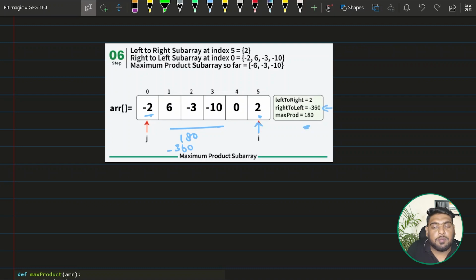I comes here. The previous value was 0. We are not going to multiply that. So we'll just take this 2. This 2 is taken here. Is it bigger than 180? No, it is not. This 180 is going to remain there.